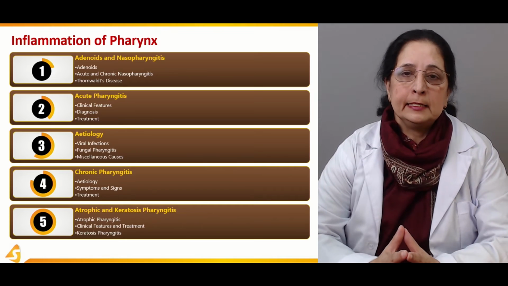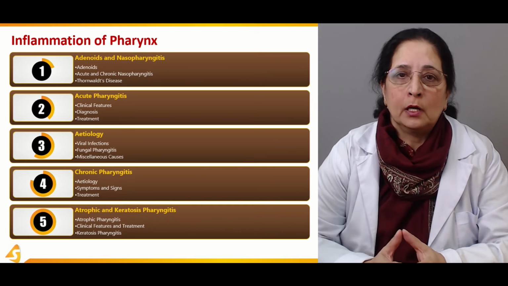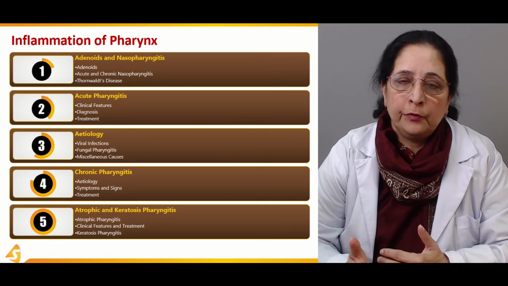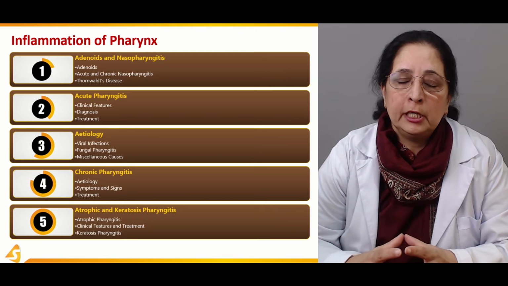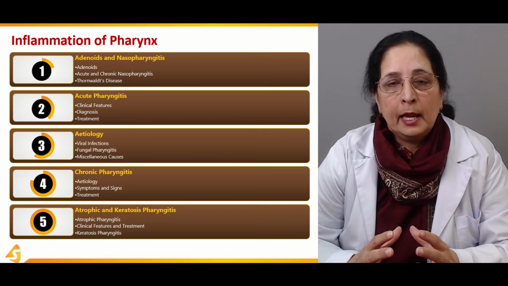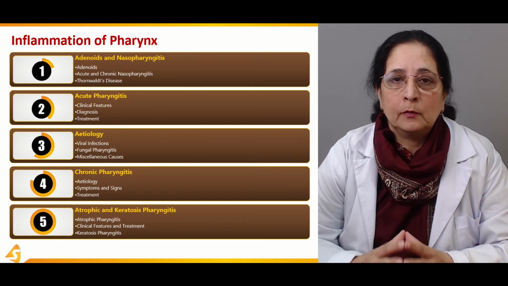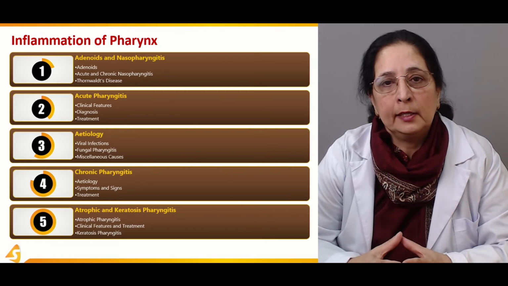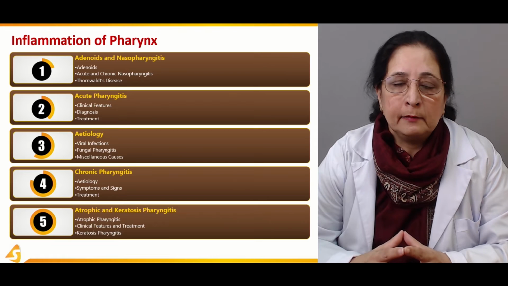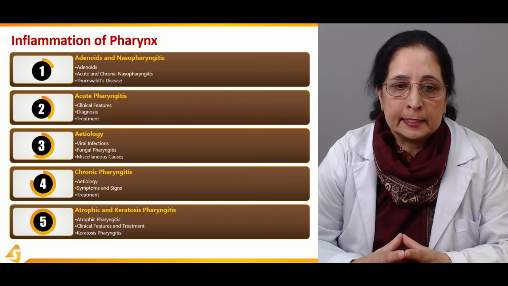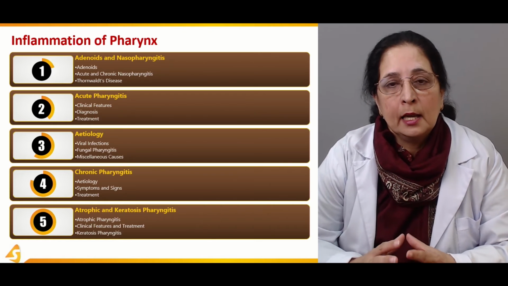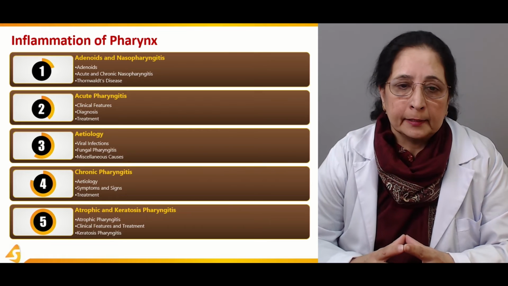Then in our second section, we will mainly talk about acute pharyngitis, which is of short duration and short-term onset. The different features associated with acute pharyngitis will be discussed in our second section, how we diagnose acute pharyngitis and how it should be treated.